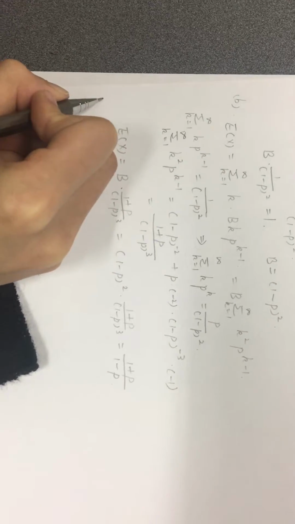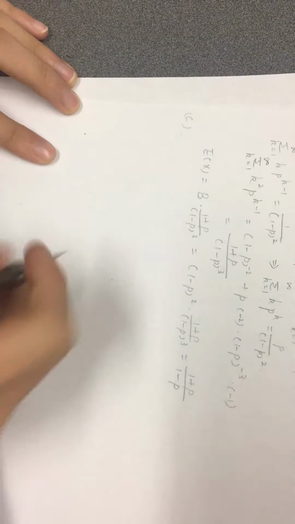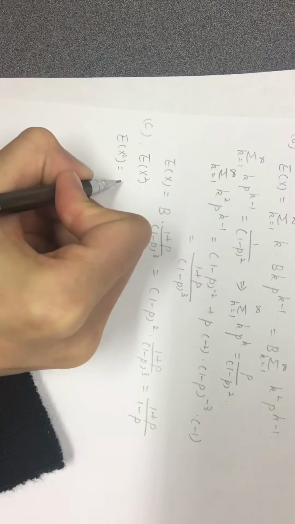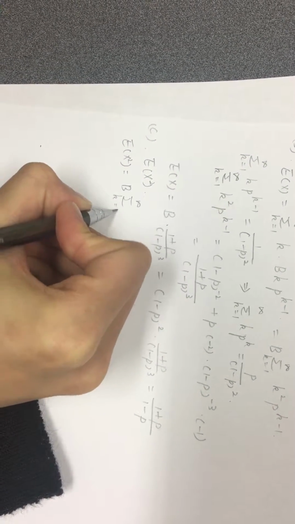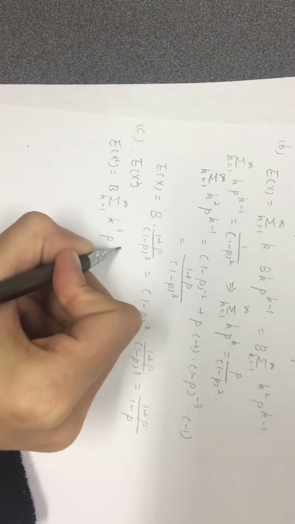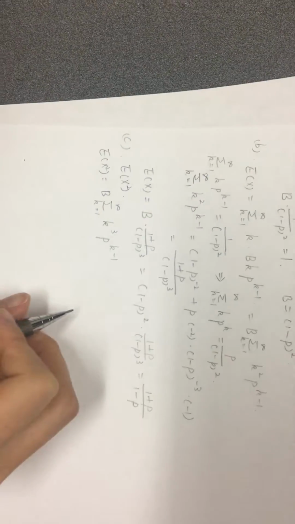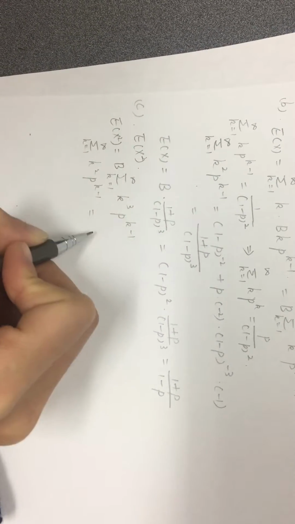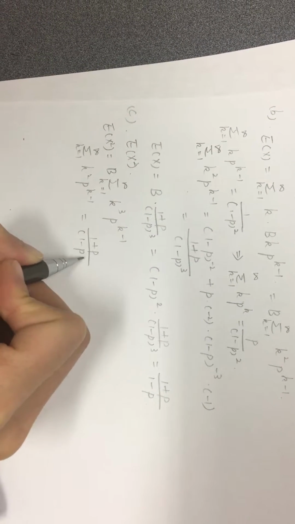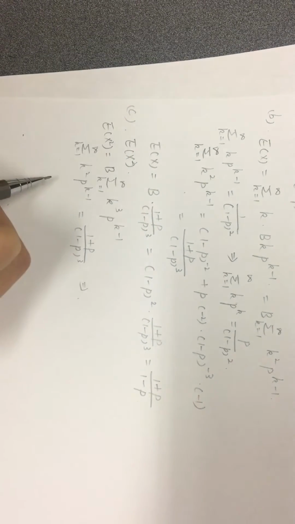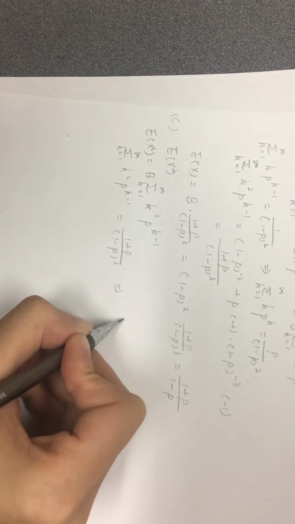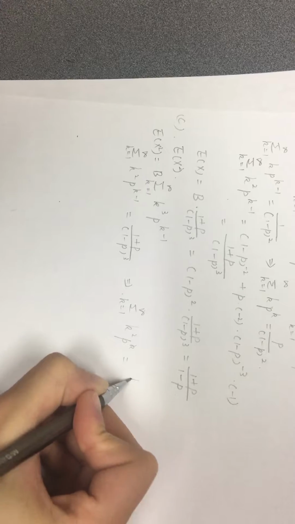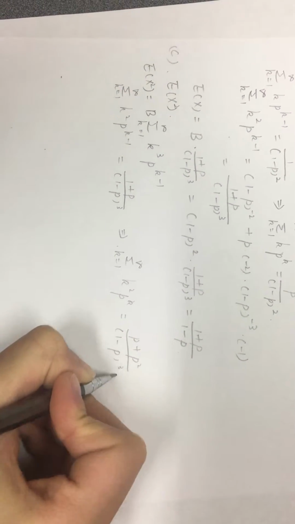Okay. So for problem C, find EX squared. We know EX squared equals b times the sum of k to the third times p to the k minus 1. We know the sum of k squared p to the k minus 1 equals 1 plus p over 1 minus p to the third. Then we multiply both sides by p, and we get the sum of k squared p to the k equals p plus p squared over 1 minus p to the third.